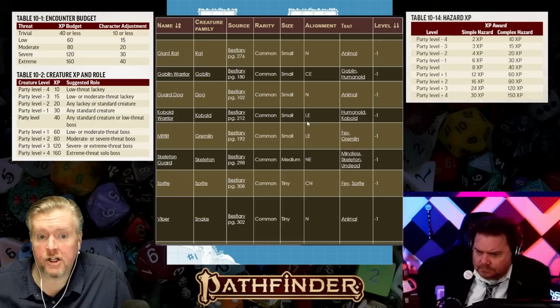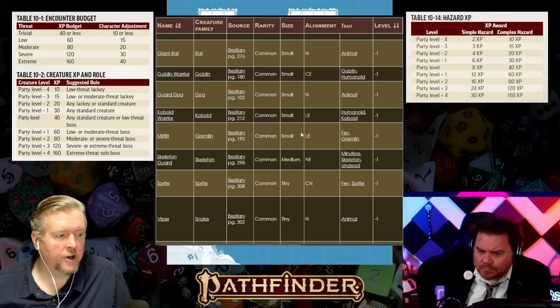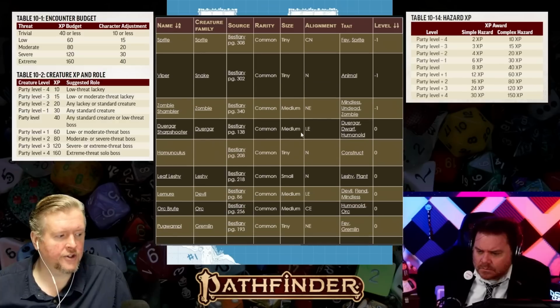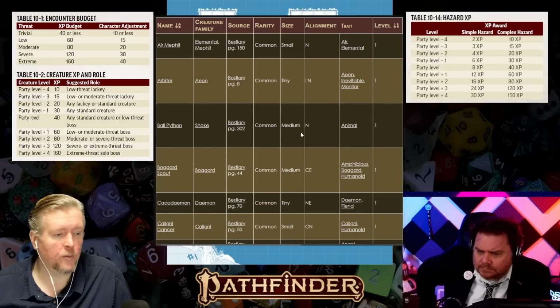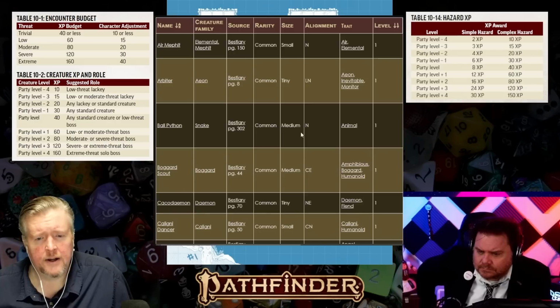Now, we could include something else, right? Instead of it just being an ordinary viper, we could include something else to go with it. Now, I don't really think there's another snake that's going to fit in here. Well, there is the ball python. So you could have a snake and it's young.